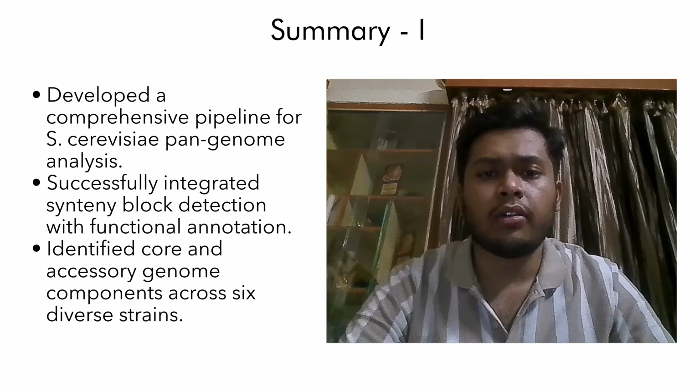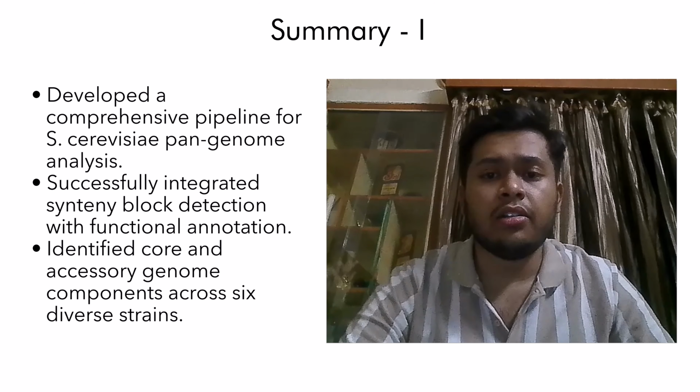To summarize our work, we have developed a comprehensive pipeline for Saccharomyces cerevisiae pangenome analysis that successfully integrates synteny block detection with functional annotation. This integration provides a more complete picture of genome evolution and function than either approach alone. We have identified core and accessory genome components across 6 diverse strains, revealing the genetic basis of shared and strain-specific traits. The core genome, comprising about 4,500 genes, provides the fundamental cellular machinery shared by all Saccharomyces cerevisiae strains, while the accessory genome contributes to the unique adaptations of each strain.